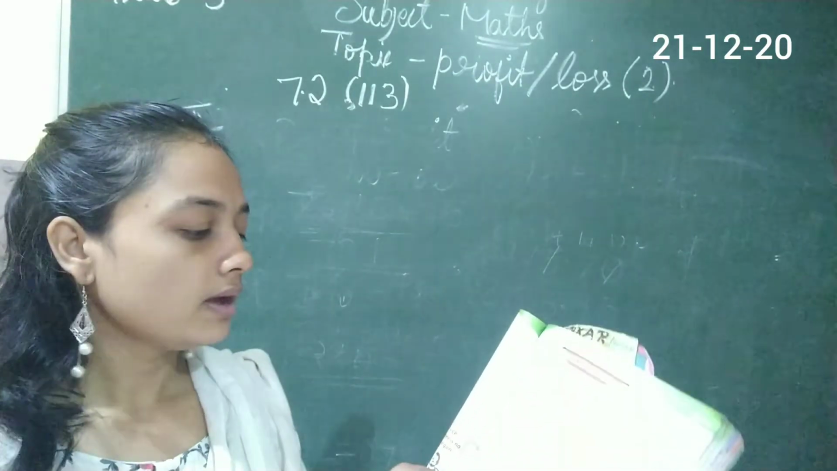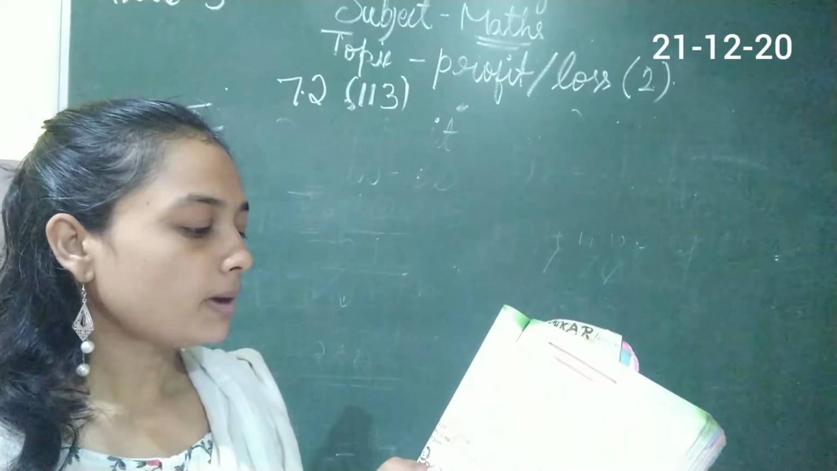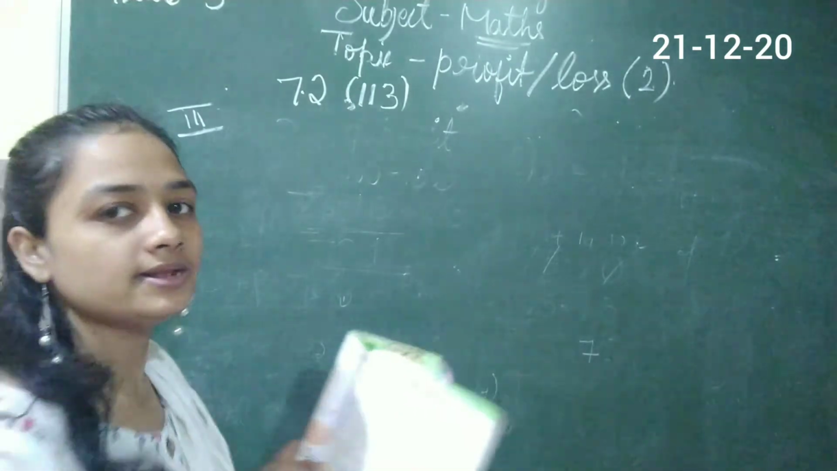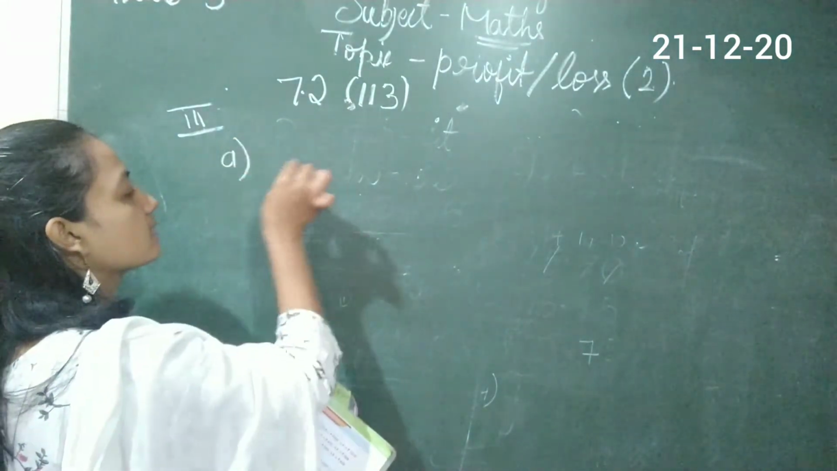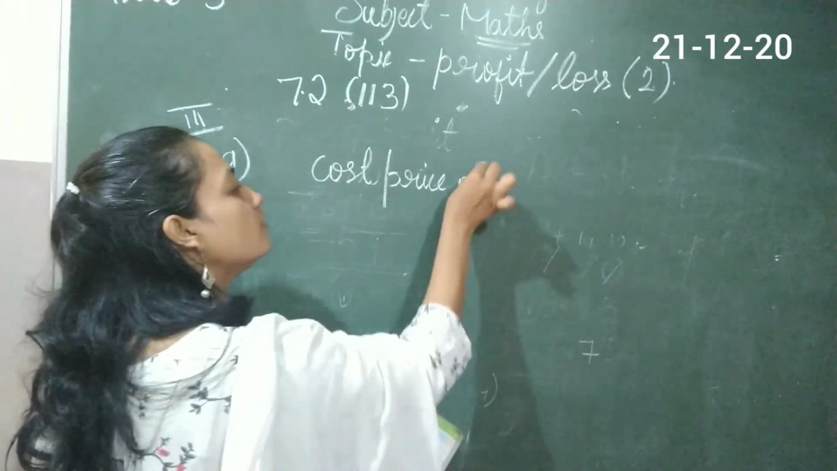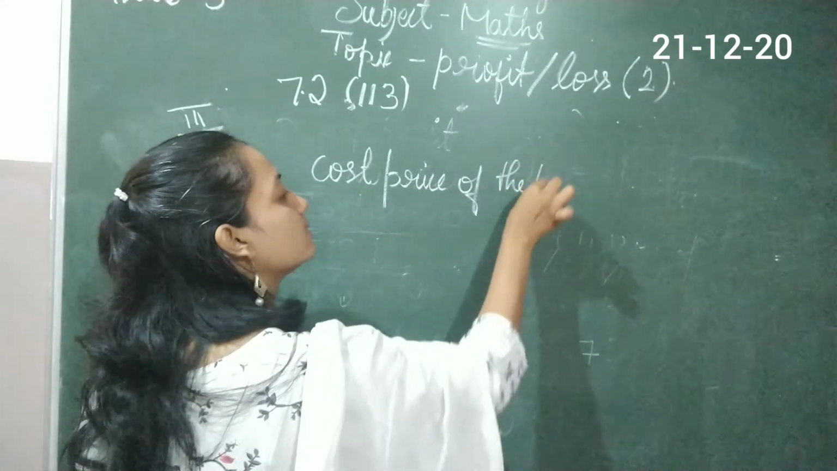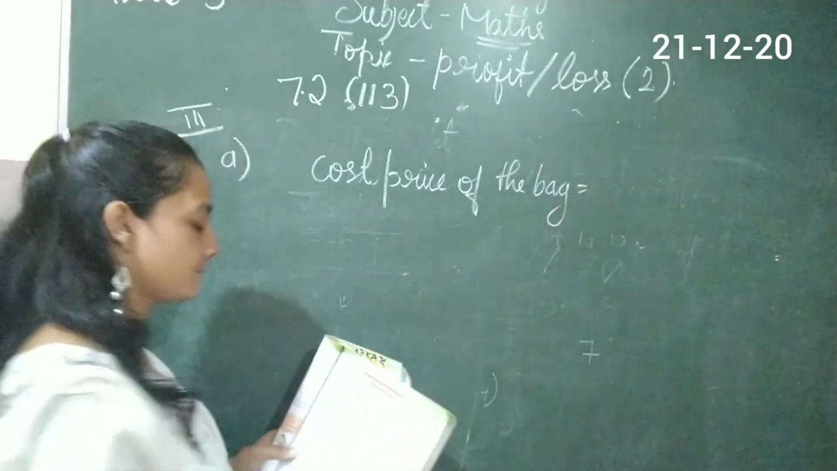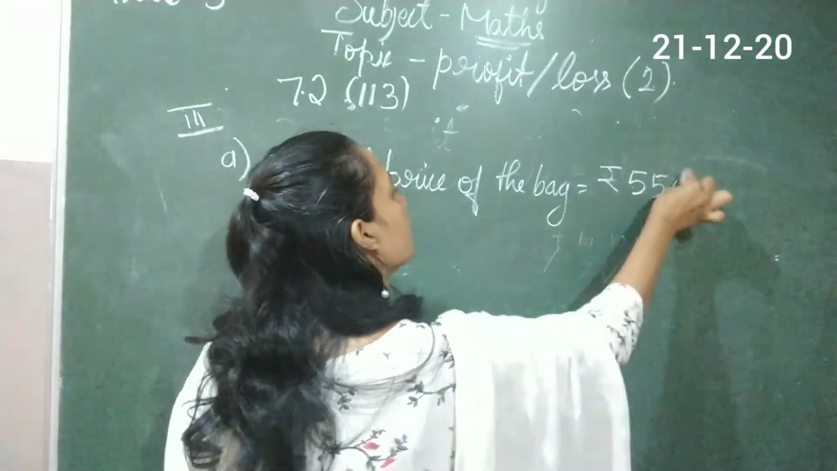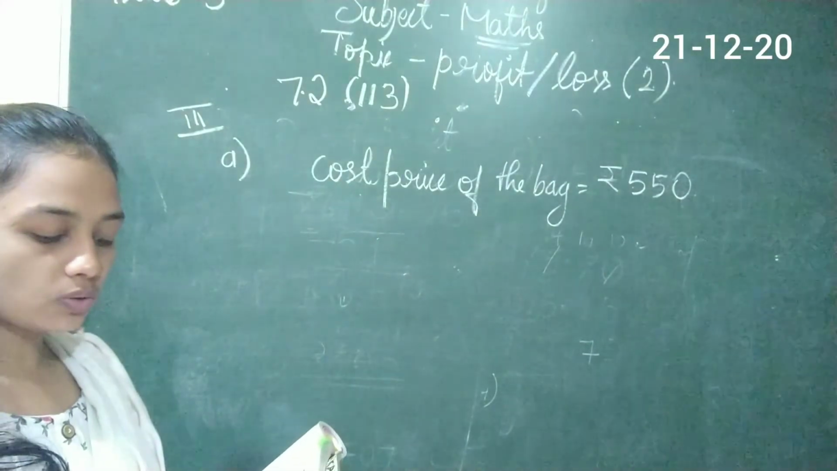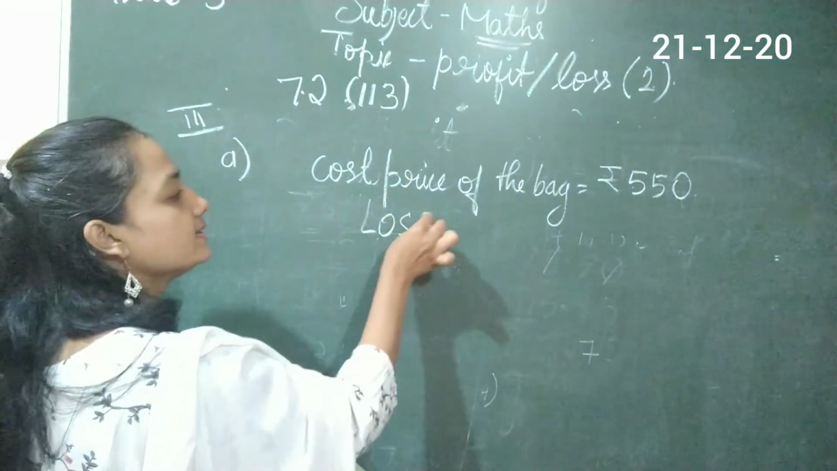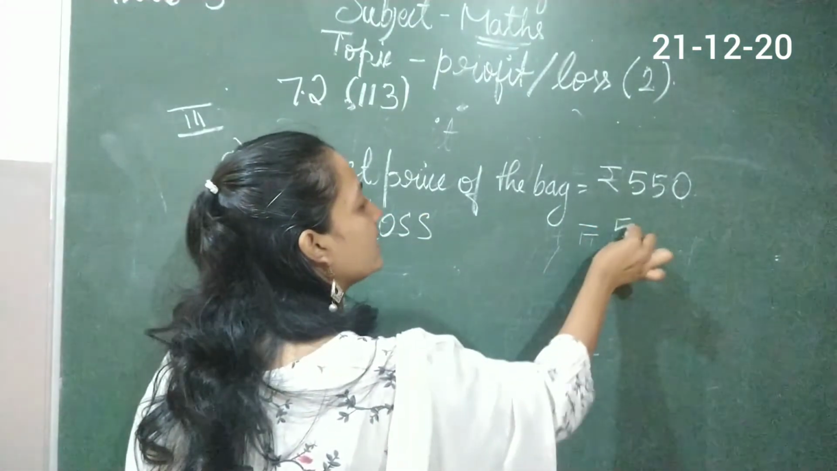First one, please see your textbook, children. Manu bought a bag for rupees 550. So he is buying it, which means it is the cost price of the bag. How much is that? It is rupees 550. Later, he sold it at a loss of 50 rupees. So, what is given here? It is a loss, and he had a loss of 50 rupees.